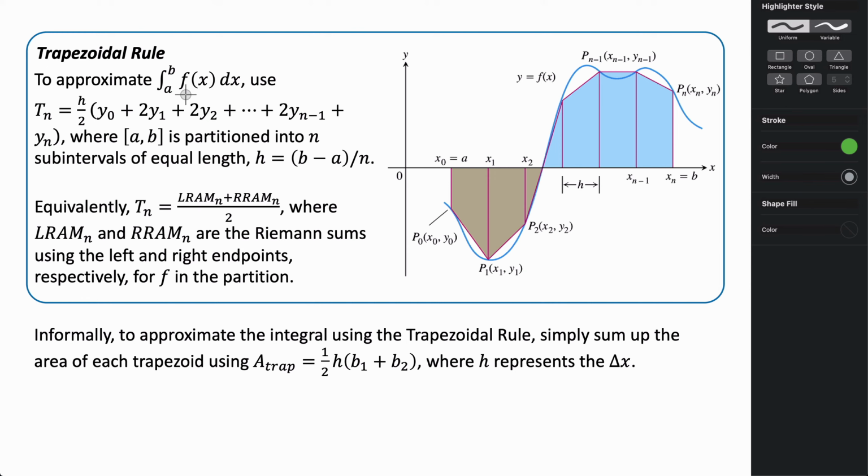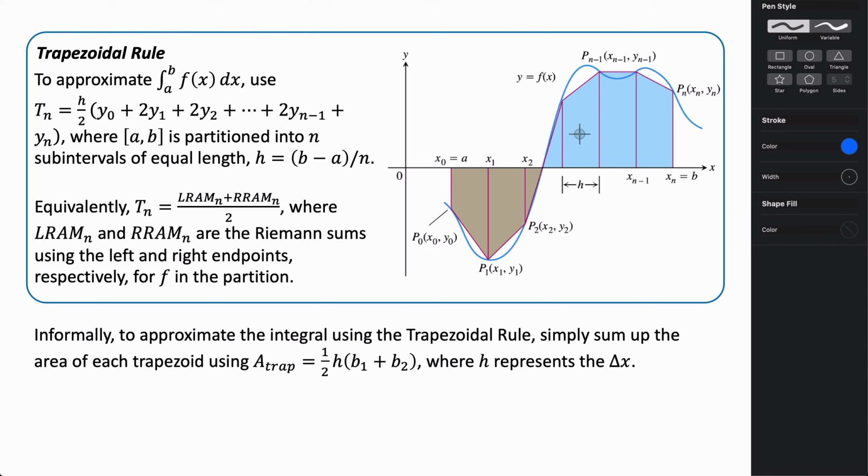So to approximate an integral from a to b, we can use this equation here. So this kind of long equation is what we're going to use for trapezoidal rule. And I'll talk about what all the different parts represent here in just a second. But it's where we take our interval from a to b, partition it into n subintervals with equal length. And our length is found in the same way that we did before. We take the measurement of our interval, so you do b minus a divided by the number of subintervals, and that's going to give us actually the height of our trapezoids, right?